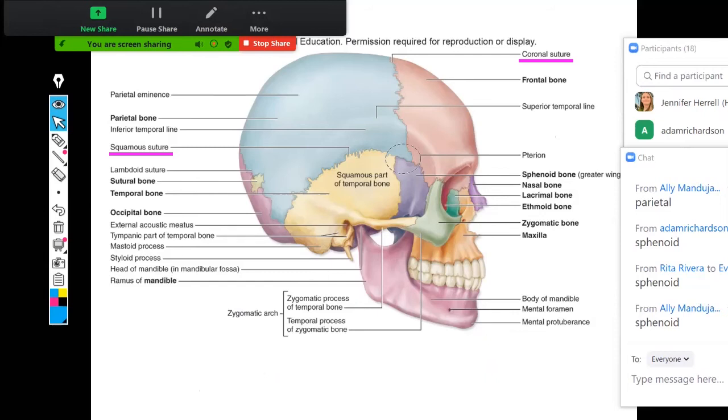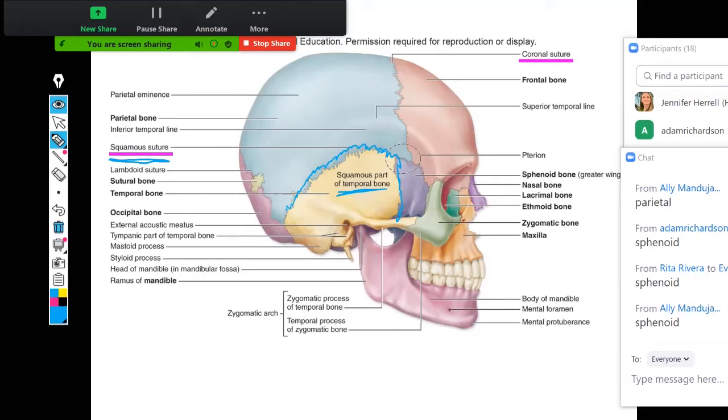Couple of other sutures. Here's the last one. Squamous. There is a bone called a squamous bone. I don't think that one's on your list for this, but it's this suture that goes along your temple, between the temporal and the other bones there. That's called the squamous suture. Okay, squamous suture.